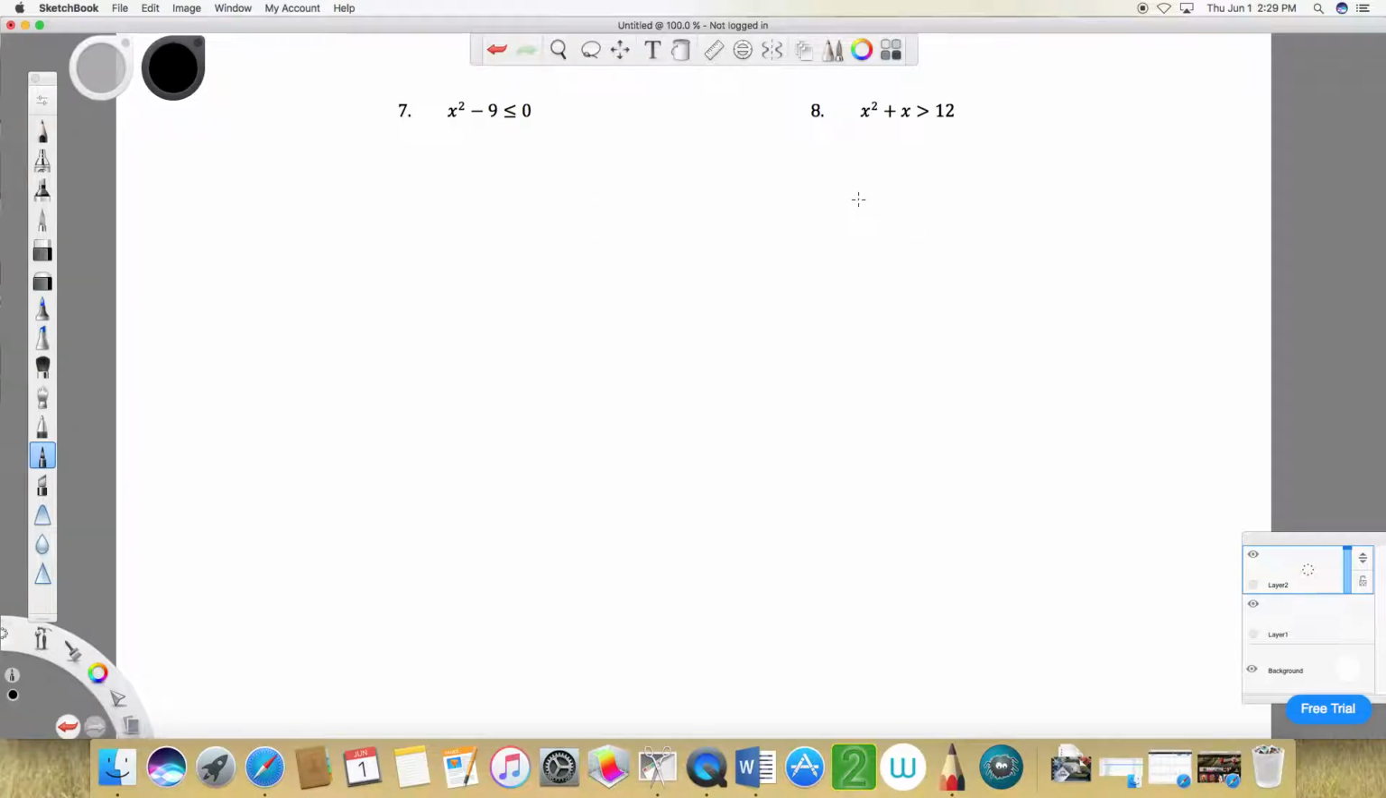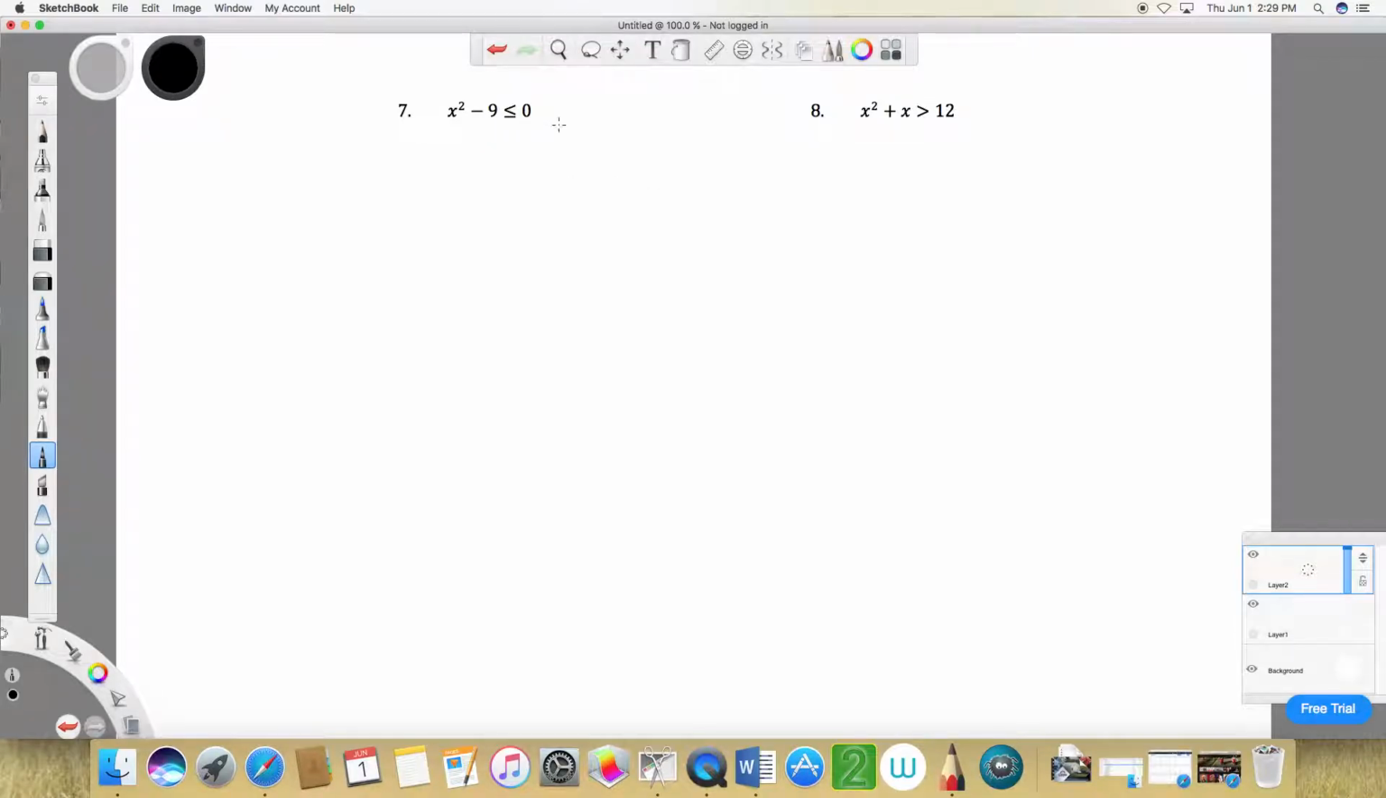We use a combination of algebraic and analytic geometry methods to solve this. With algebra, we try to factor it and find the x-intercepts, but then we look at the graph of the parabola to help us write the solution set.